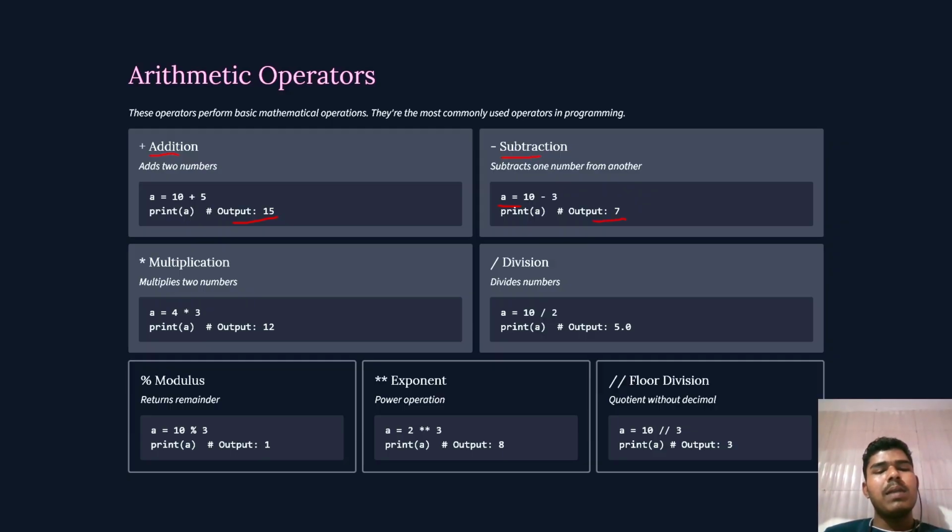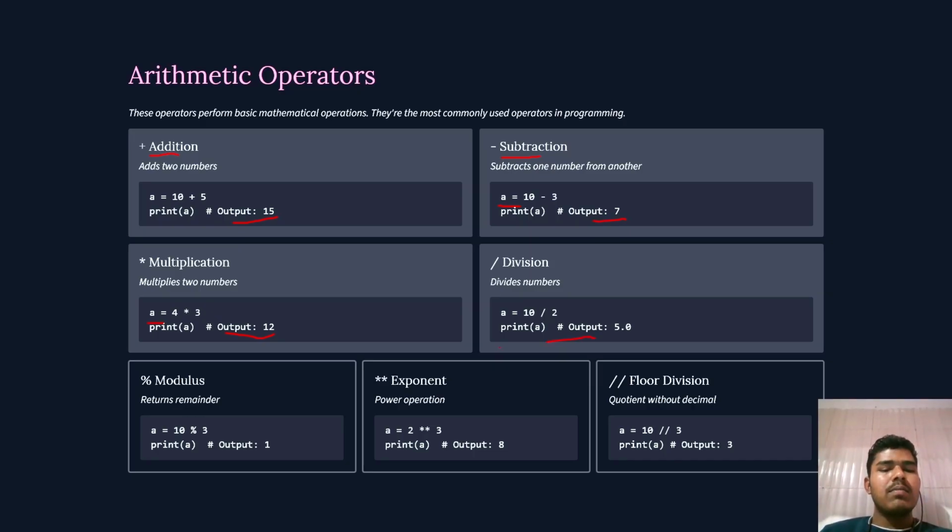In third, multiplication multiplies two numbers. A is equal to 4 into 3. Then we print, then we get output is equal to 12. In fourth, division, it divides numbers, like a is equal to 10 divided by 2. Then we print, then we get 5 output.